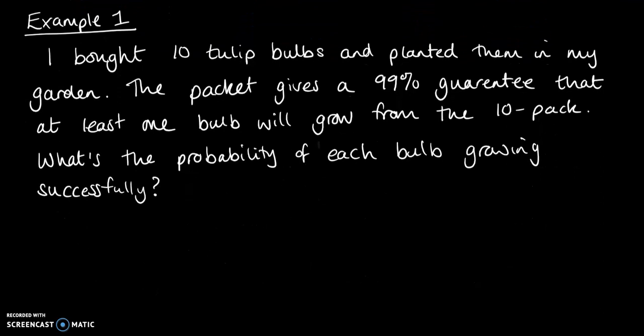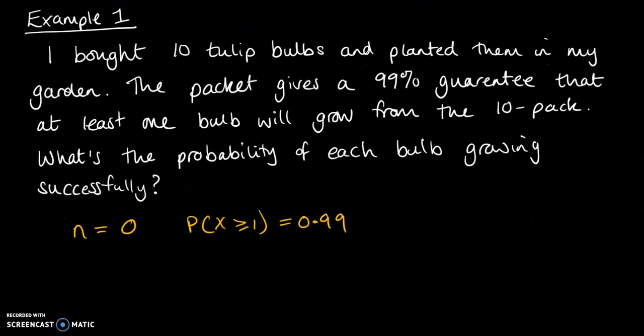All right, so let's work through this. Start by writing down what you know. So we know that n is 10. We've got number of trials as 10. And the chance that we have at least one of them being successful is 0.99, which means the chance that none of them are successful is 0.01.